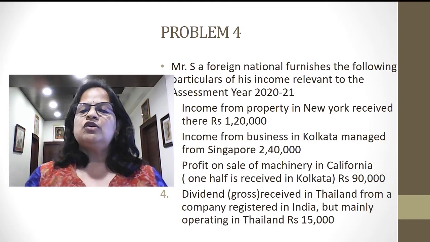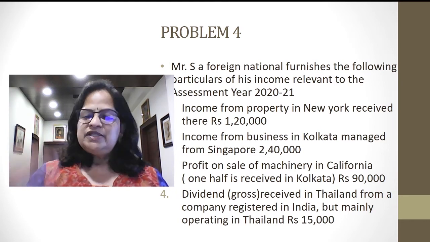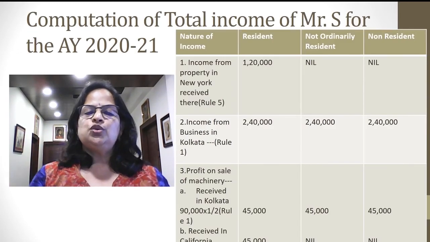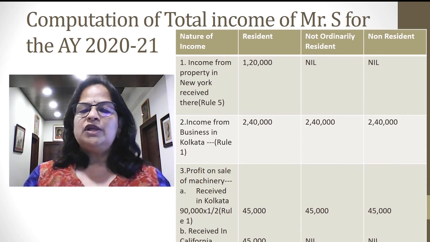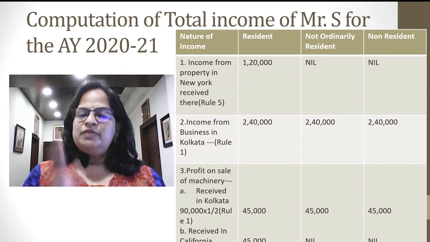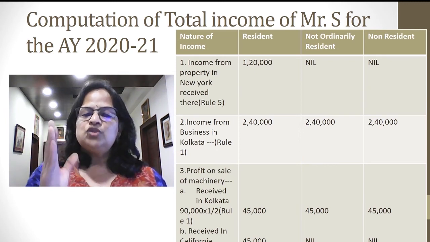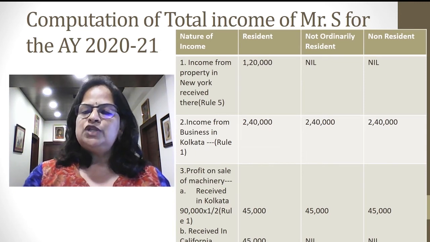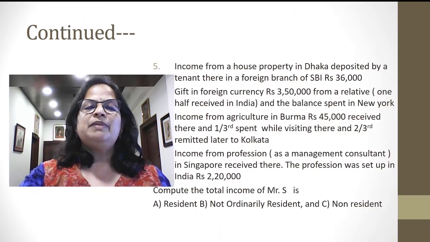Half is received in Kolkata, 90,000. When it's received in two countries, you have to divide that point into two. One is received in Kolkata. Rule number 1, taxable in all cases. The other is received in California, and it's not business income or professional income. So rule number 5, first resident only will be paying tax. In the other two cases, they will not be paying tax.